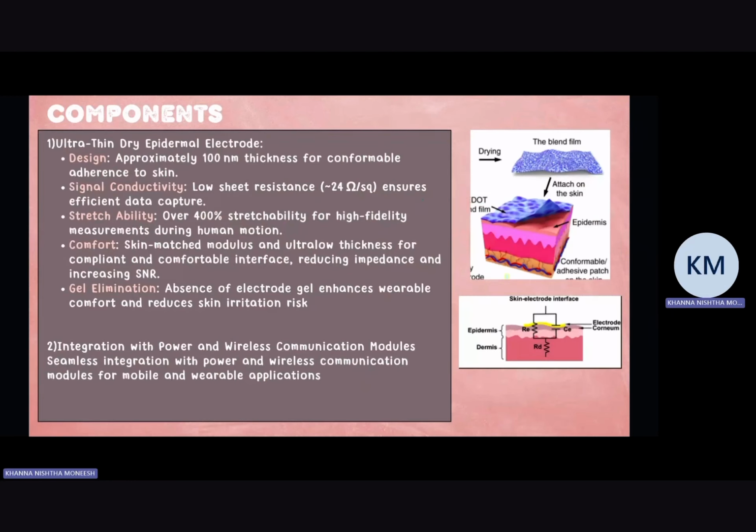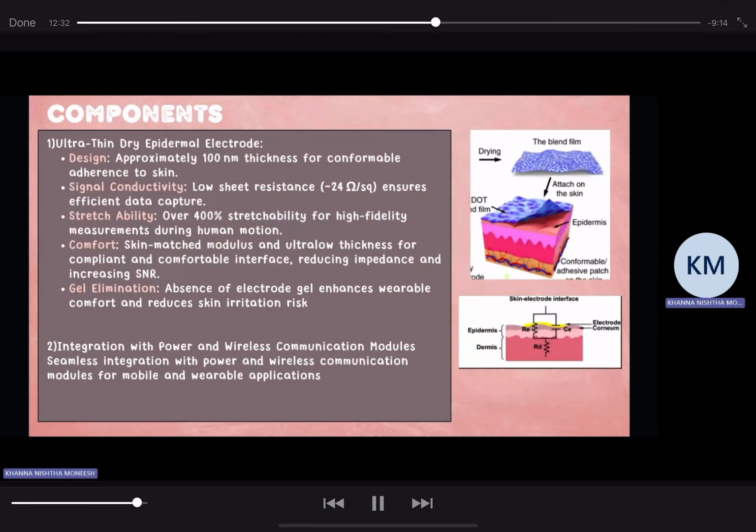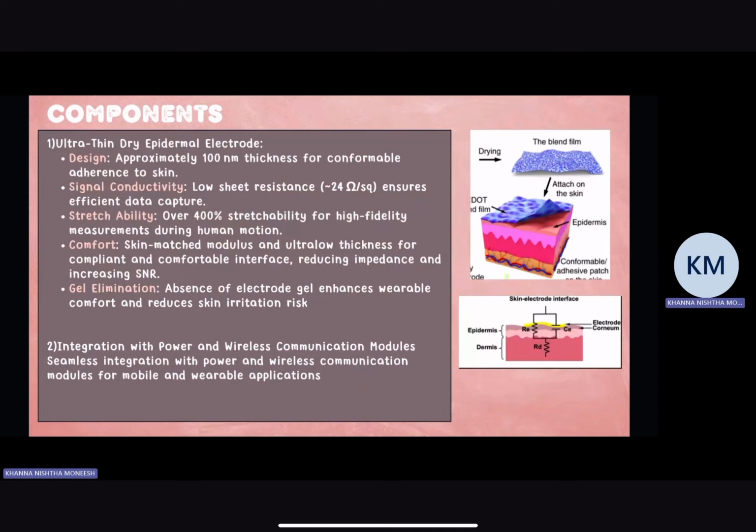These are the components of the skin electrode. The ultra-thin dry epidermal electrode, only 100 nanometers thick, adheres tightly to the skin, ensuring precise data capture with minimal resistance and impressive stretchability of over 400% for accurate measurements during movement. Its skin-like flexibility and thinness creates a comfortable interface, enhancing signal quality by reducing impedance and increasing signal-to-noise ratio.